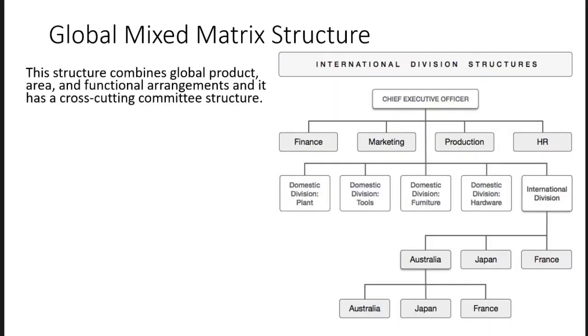And the last one, we will have a global mixed matrix structure. This structure combines the global product and the area and the functional arrangements, and it has a cross-cutting committee structure. This is one of the most complex structures in international business, and only some of the strong and powerful brands usually maintain this structure.